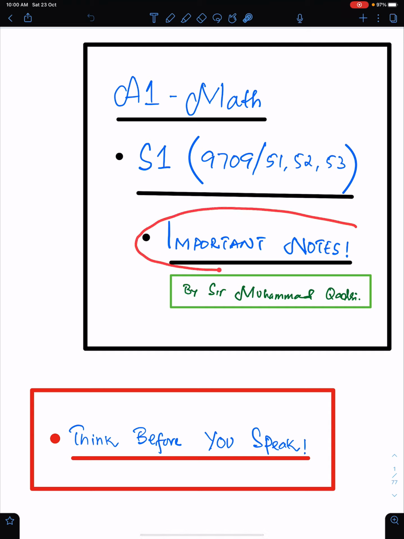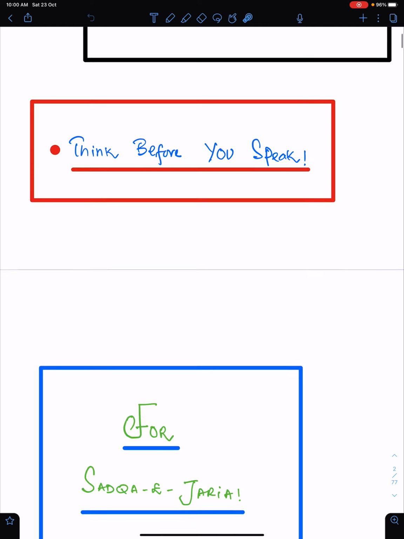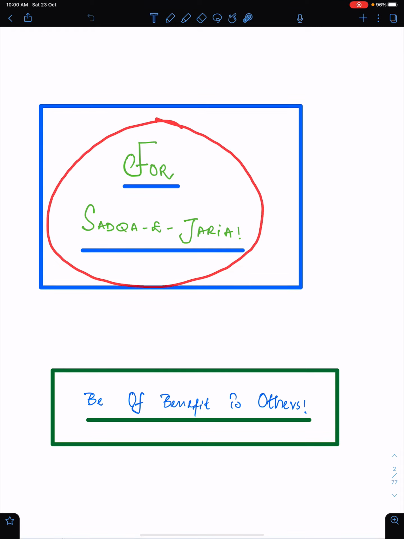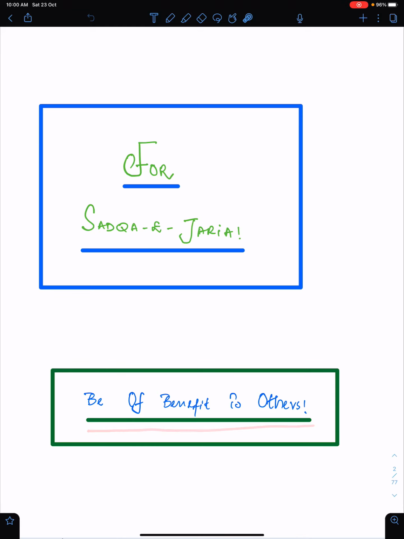This lecture is of important notes of S1. An important advice for me and for everyone: we must think before we speak. These notes are for Sadqa Jariya. An important advice, be of benefit to others.